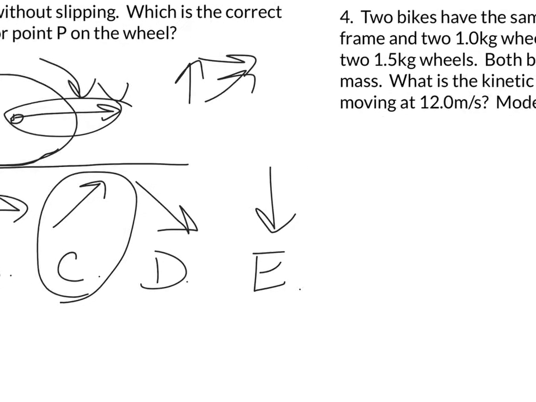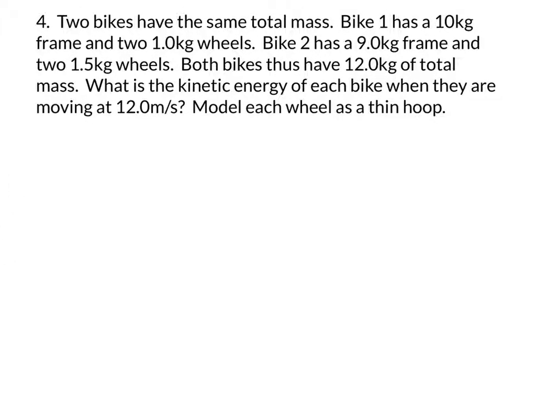All right. Last one. Two bikes, same mass, and looks like what they differ in is how heavy the wheels are. One of the bikes uses a lighter frame with heavier wheels, and one of the bikes has a heavier frame with lighter wheels, and we want to calculate their kinetic energy.